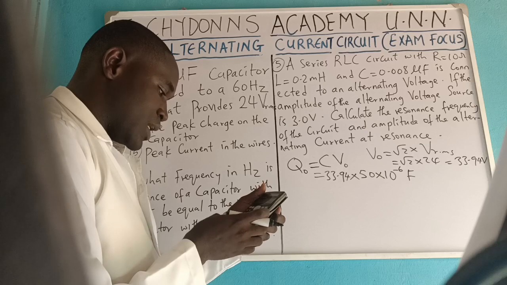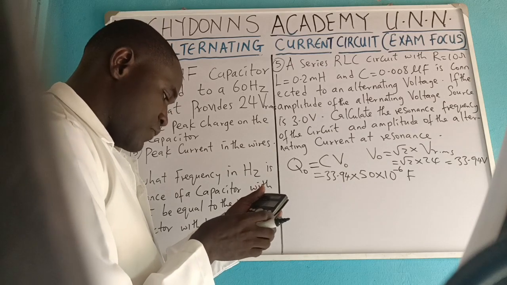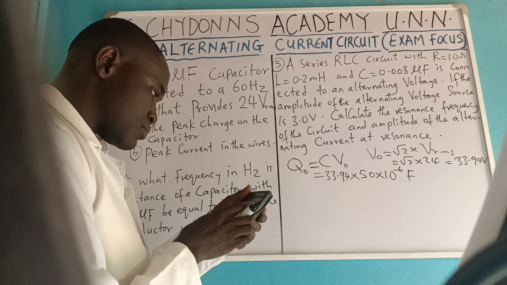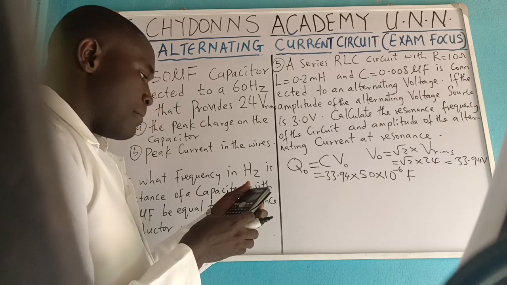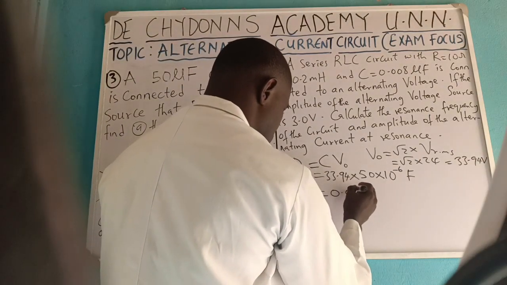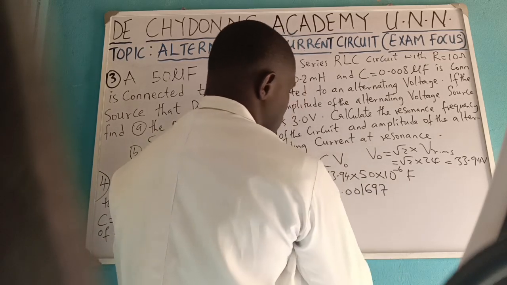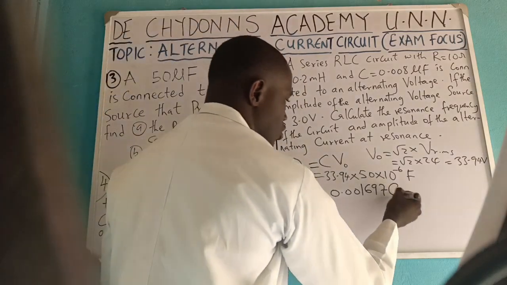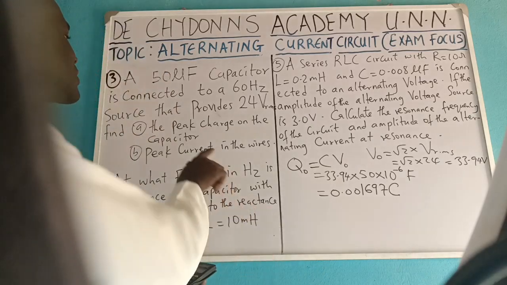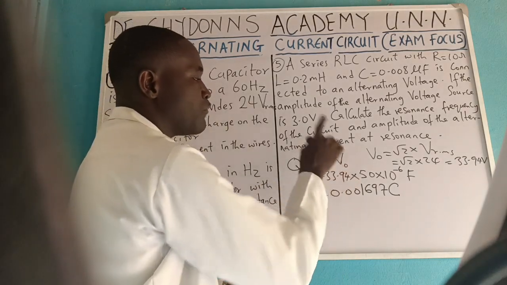We will be multiplying 33.94 times 50 times 10 raised to the power of minus 6. That will be giving us 0.001697. What is the unit of charge? Coulomb. Unit of charge is coulomb. So that is the peak charge on the capacitor. Peak charge is directly proportional to peak voltage.